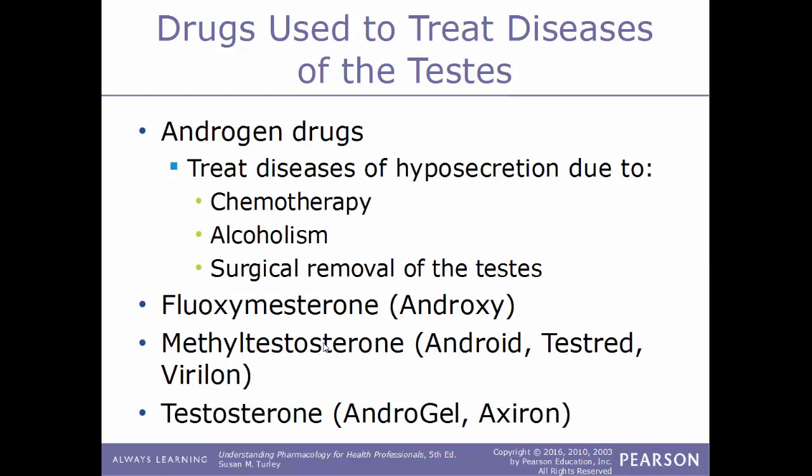Now, androgen drugs are also used to treat diseases of hyposecretion of testosterone, also caused by chemotherapy, alcoholism, or even surgical removal of the testes. And some examples of an androgen drug would be fluoxymesterone, also known by the trade name Androxy, methyltestosterone, also known by the names Android or Testred or Virilon, and testosterone, sold under the brand names AndroGel or Axiron.